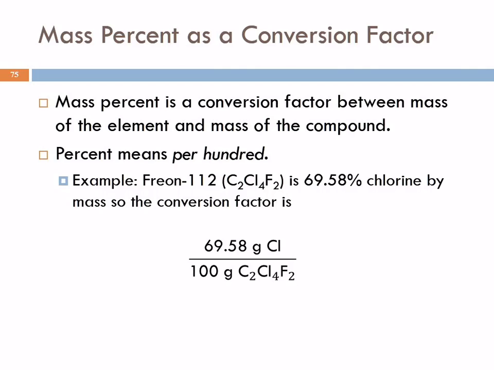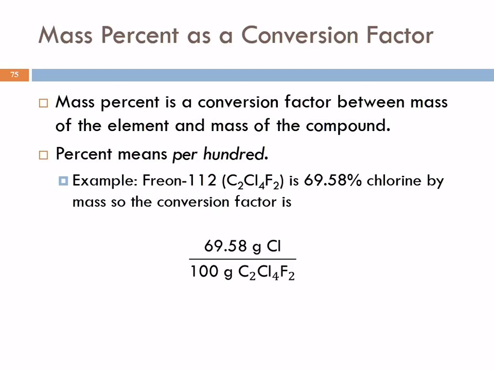Mass percent works really nicely as a conversion factor. It relates mass of the element to mass of the compound. Here, what we need to remember is that percent means per 100, literally per 100. So here's an example. Freon 112, which is C2Cl4F2, is 69.58% chlorine by mass.